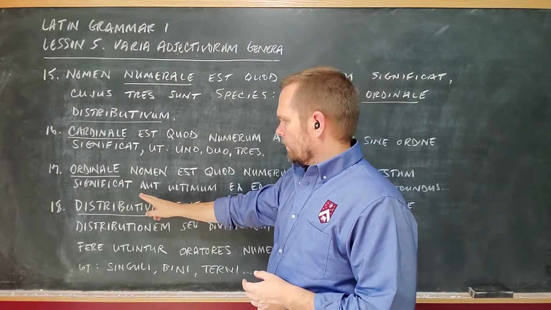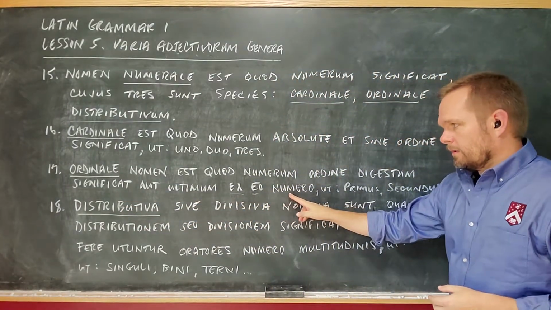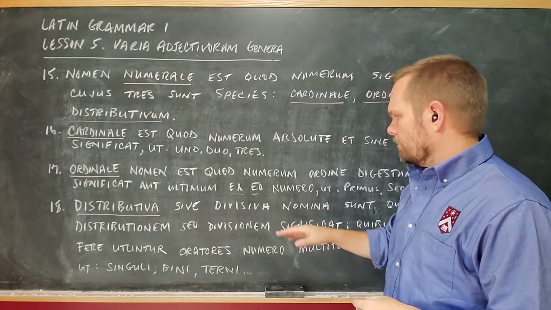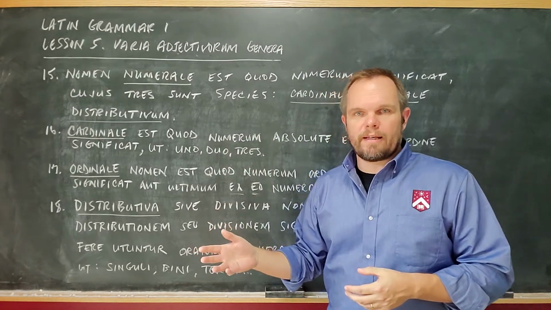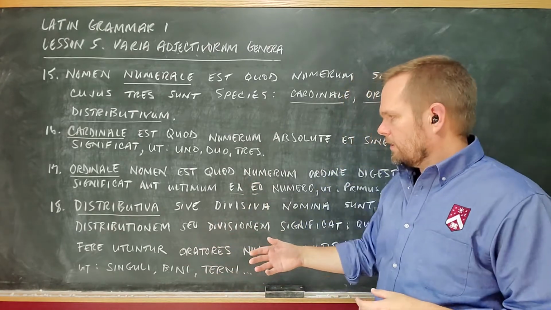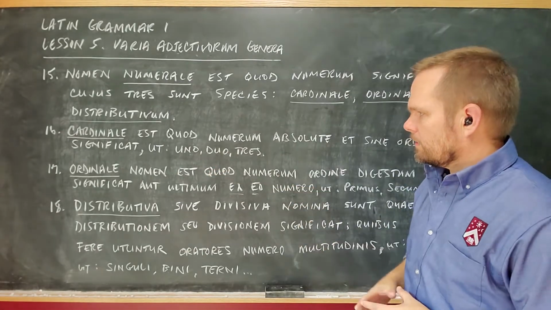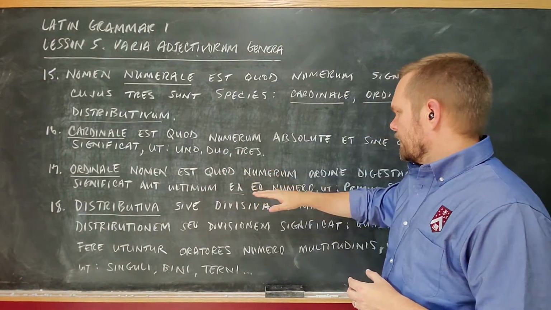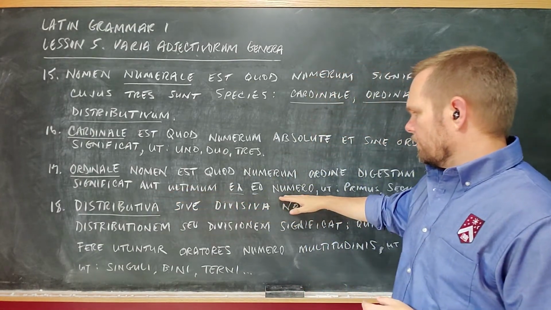Or which signifies the last of that number. This last phrase here, or which signifies the last of that number, what that means is if you have two, the last of the two is the second. If you have three, the last of the three is called the third. That's what ultimum ex eo numero means. So an ordinal numeral or an ordinal noun is that which signifies a number arranged in order or the last of that number in an order.